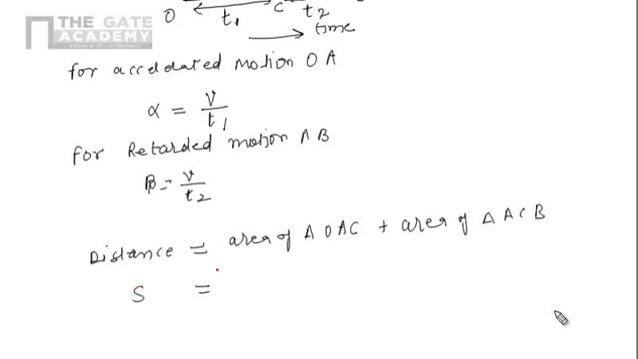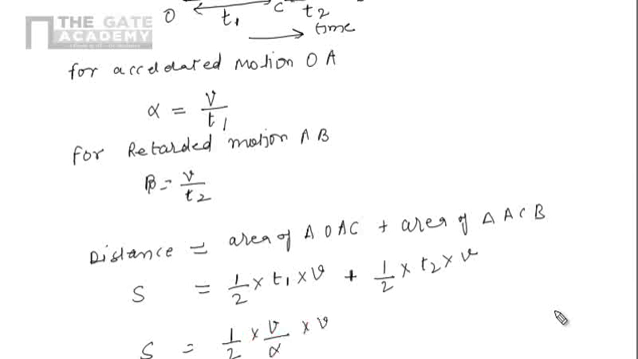The area of triangle OAC is nothing but 1 by 2, base is T1 and height is V. Similarly, for ACB it is 1 by 2, base is T2, height is V. So I can write here 1 by 2, in place of T1, I can write V by alpha. Similarly, in place of T2, I can write V by beta.